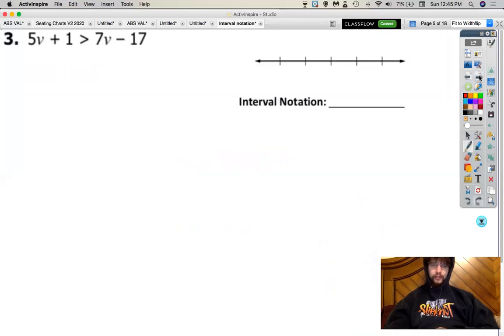Let's practice. So again, we're going to pretend that this is an equal sign and just do what we got to do. I'm going to subtract 7v from both sides. You could subtract 5v, doesn't matter to me.